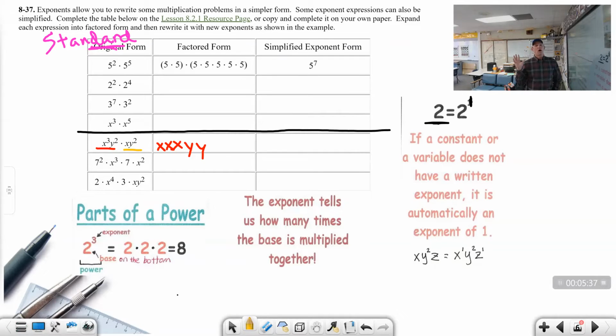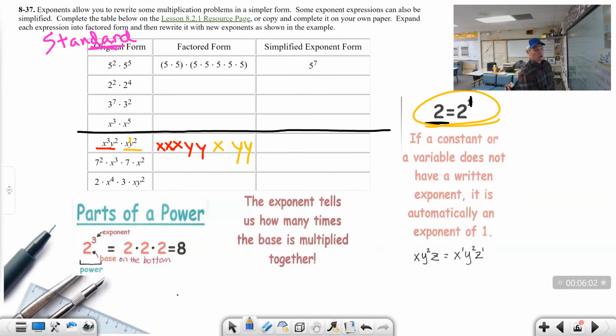Most of the time, people are tempted to say that that exponent of 2 belongs to both of them, and it doesn't. Please remember the invisible 1. That's why we wrote this down. That x, its exponent, is the invisible 1. And so I'm just going to write 1x, y, y, because there are 2 y's.